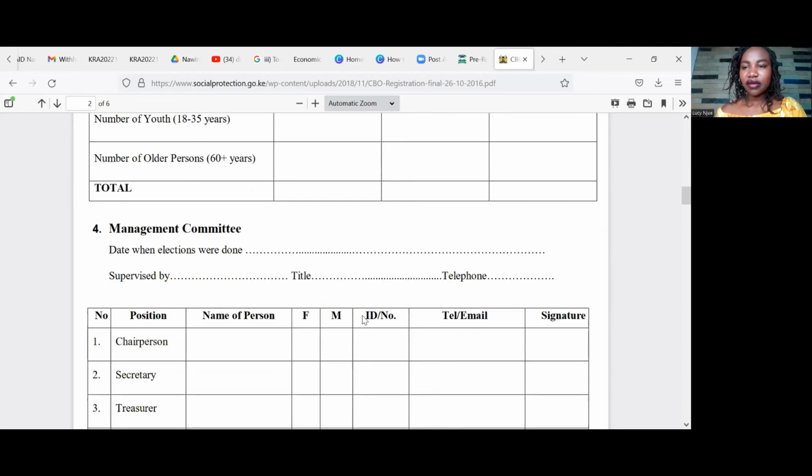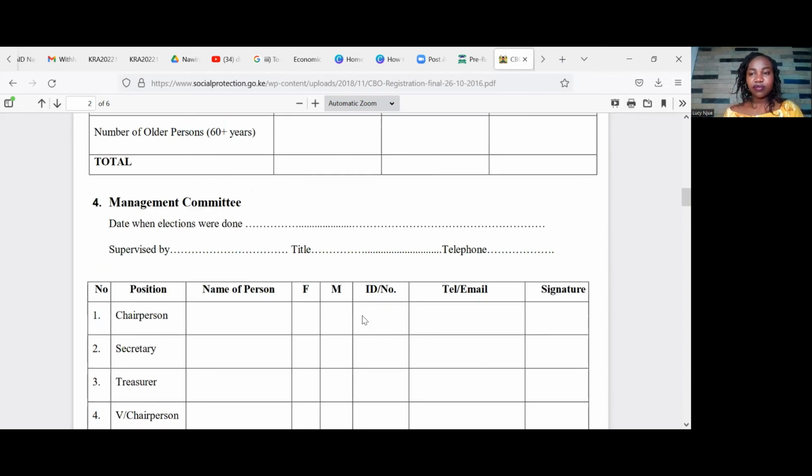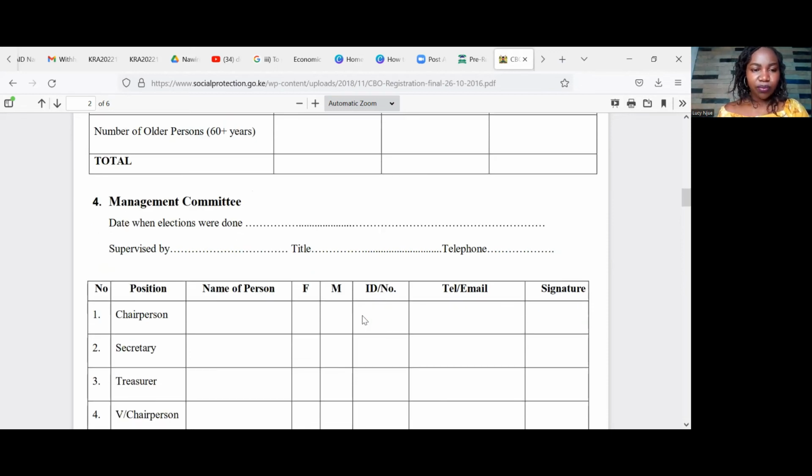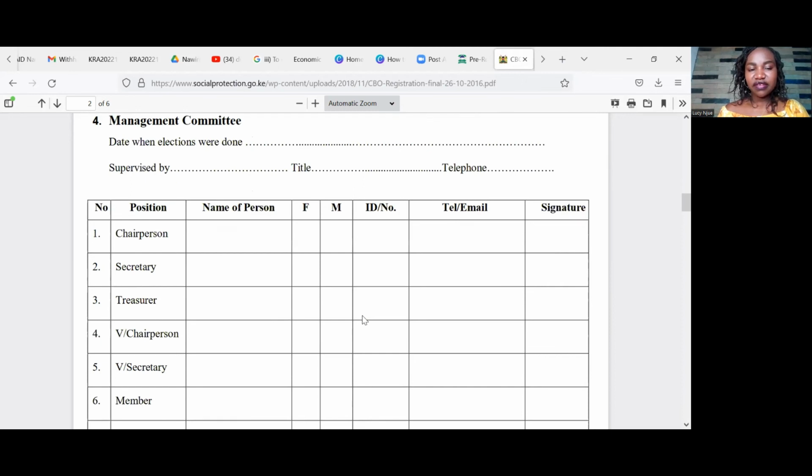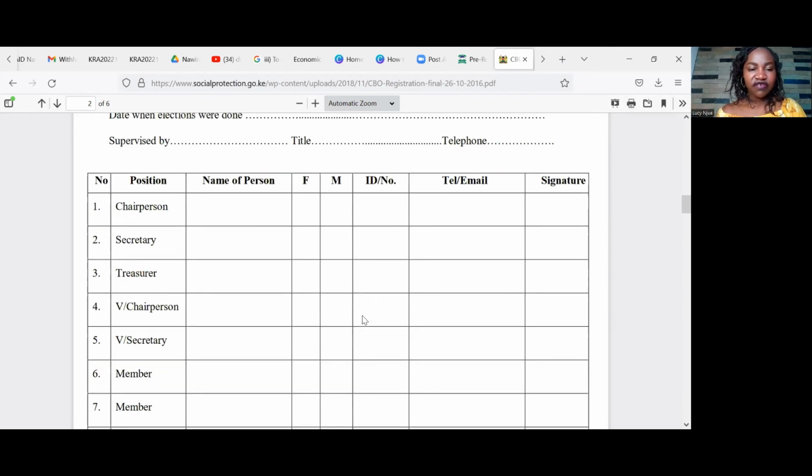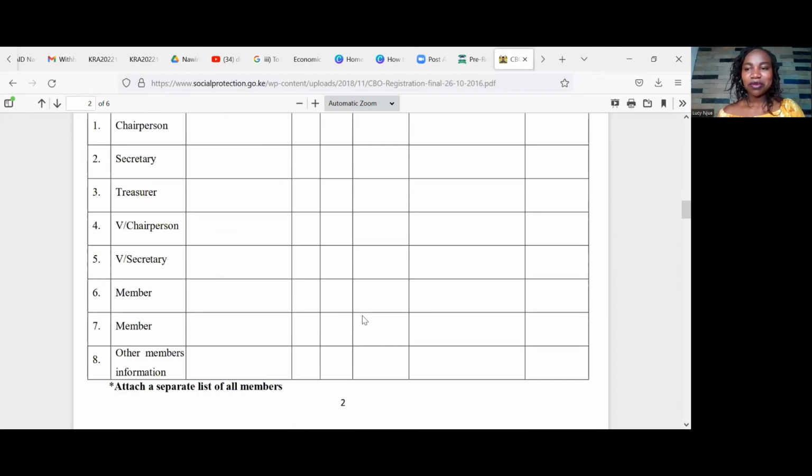And then other aspect is the management committee. When the elections were done, the date when they were done, and who supervised the elections, because someone has to be supervised. And who are the elected members? The chairperson, the secretary, and the treasurer. At least those ones must be there.